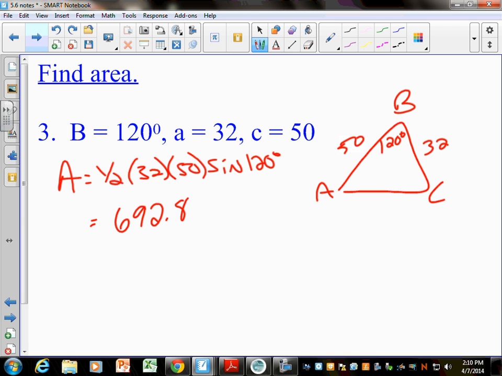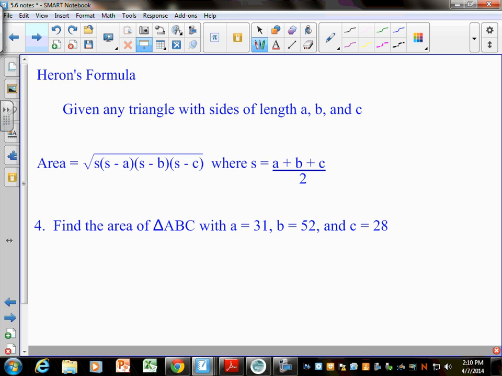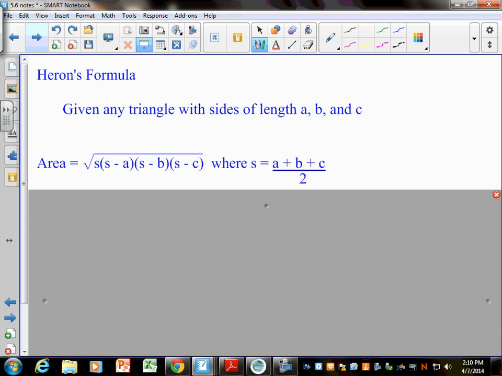One other formula that you can use for area, and you'd be like, why do I need 2 formulas? Well, on this one, they have to give you one angle. What if they didn't give you any angles? What if they just gave you 3 sides of that triangle? That's where we can use Heron's formula, and Heron is just the person that came up with this formula.